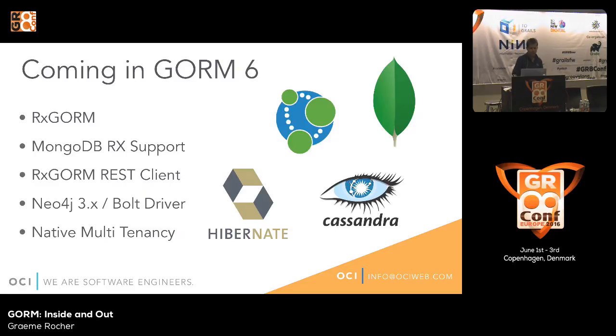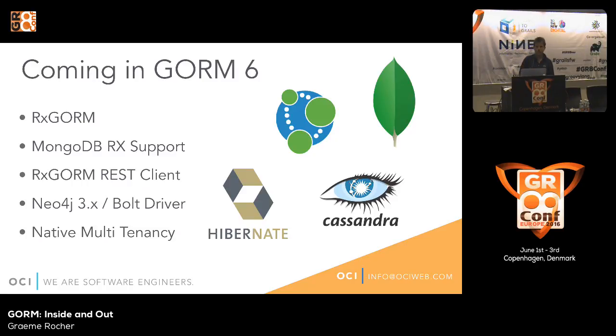So what's coming in Gorm in the future? Down the line, we have Gorm 6 in the pipeline. Gorm 6 has a number of major new features coming. We've got a new implementation of Gorm that we're calling RX Gorm. It's Gorm on top of RX Java, and it's completely non-blocking, reactive, asynchronous, and stateless. So there's no session. In the first release of Gorm 6, there are going to be two implementations out of the box, one for MongoDB and one a REST client implementation. And then in the future, in Gorm 7, we'll be releasing SQL implementations for RX Gorm.